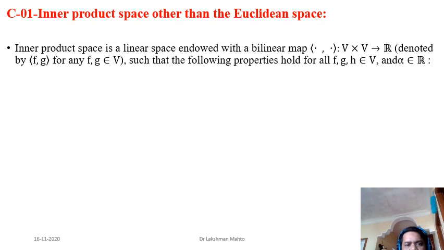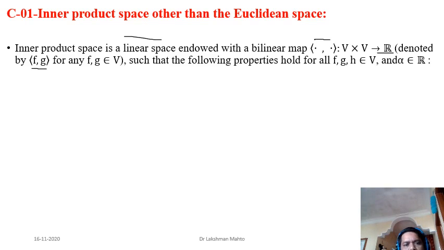So an inner product space is a linear space endowed with a bilinear map. Consider it a generalization of the dot product. It is a generalization of the inner product, defined from V cross V to R, and we generally denote it by the inner product of f with g.